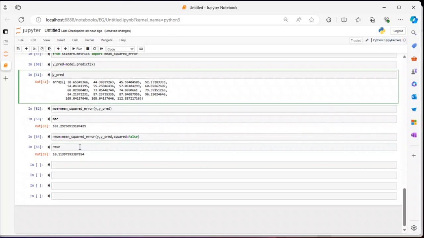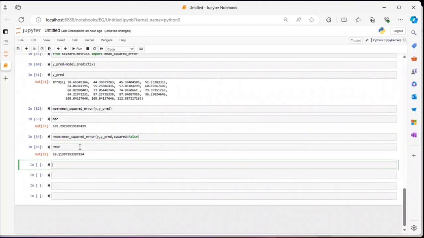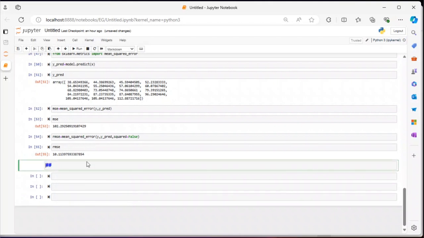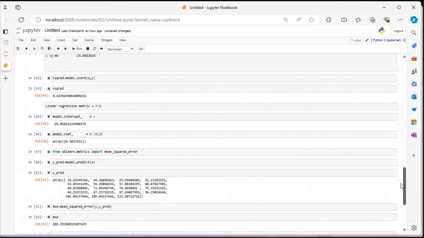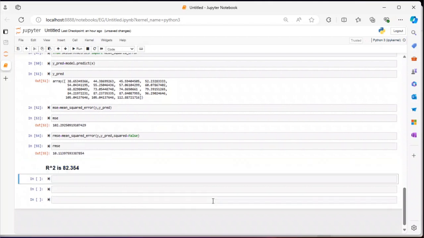So the accuracy, how much did we get? R square is 82%. R square above 80 and 90 is highly preferred, but still this is okay. R squared is 82.354, something like that.